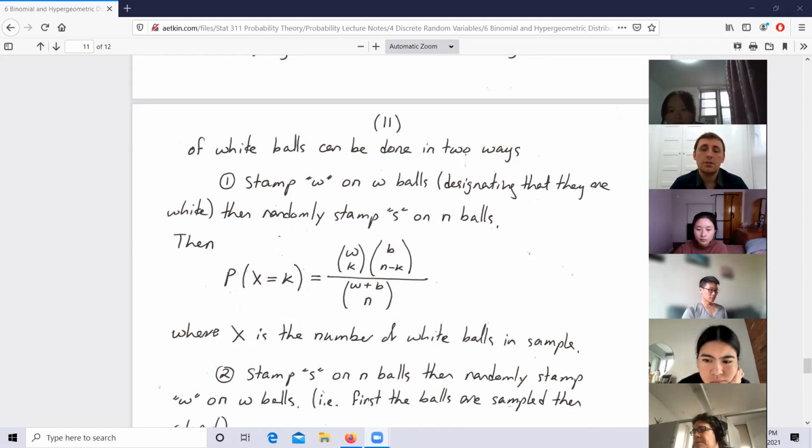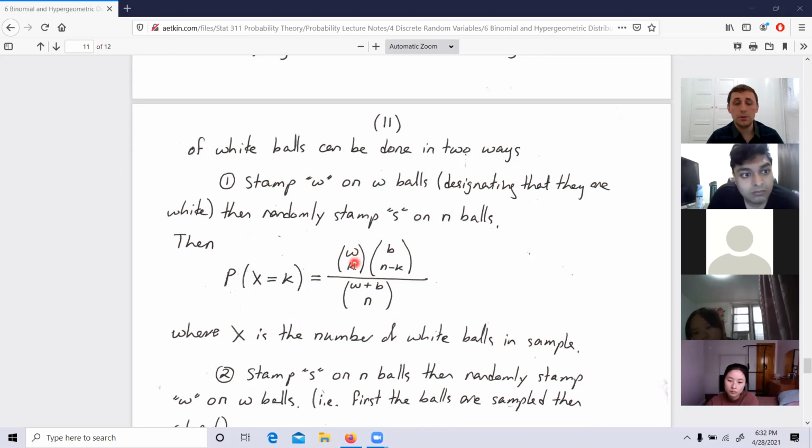You understand? So I can do that in 2 ways. If I'm creating a random sample, I can do it in 2 ways. One way is the most obvious, that I non-randomly stamp the whites. Let's say first is white, second is white, third is white, all the way to W is white, and the rest are black. And then I randomly stamp with S as sampled. So I don't do it methodically like before. I actually randomly move around and stamp the balls, exactly N of them. And that gives you this formula, W choose K. W choose K means what? What is X equal to K, guys?